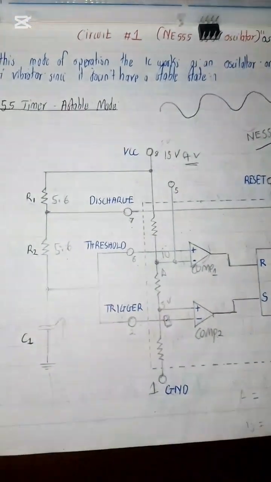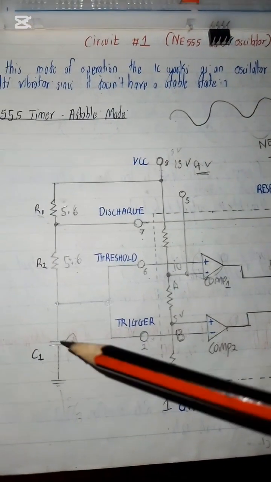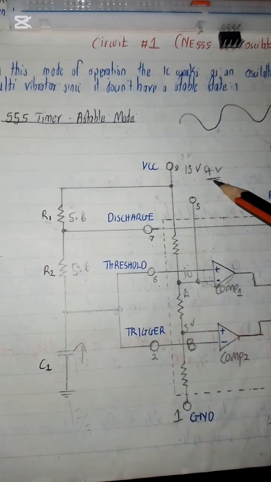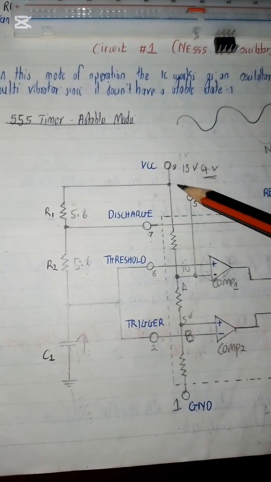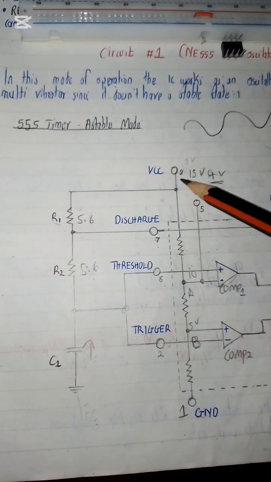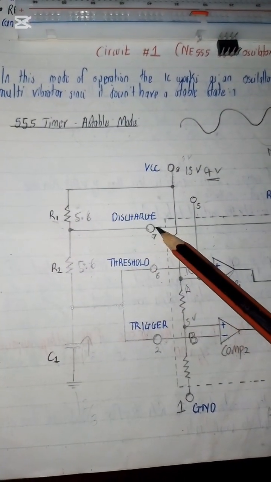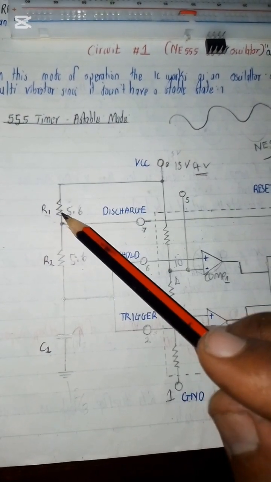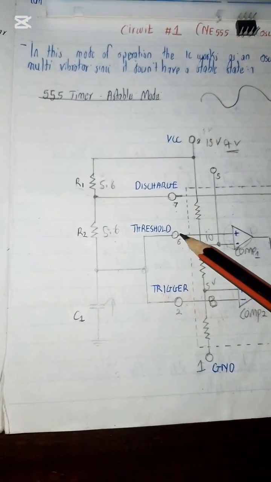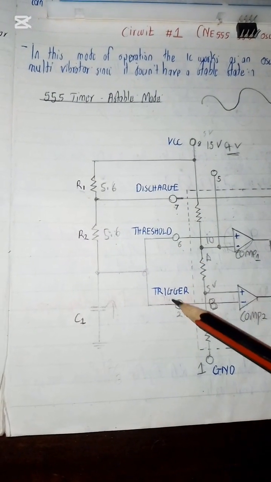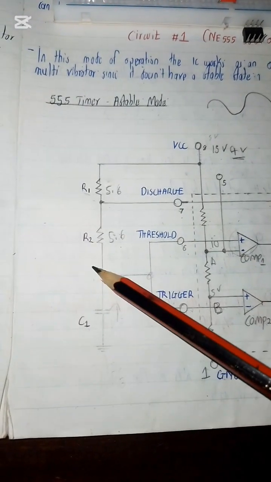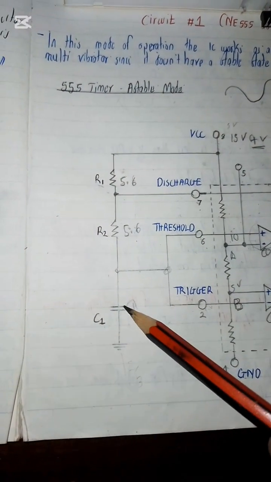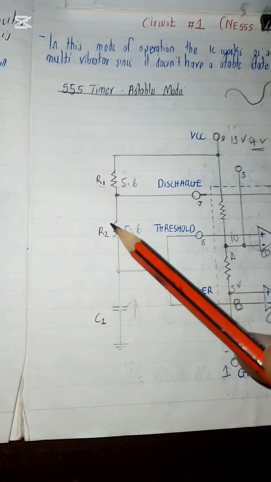So what really happens inside the IC itself? Right here, let's say we are powering pin 8, which is the VCC, with 9 volts. So the 9 volts enters. Since we have power and it's on, the discharge pin will also be on, since it gets its power via R1. Also, pin number 6 and pin number 2, threshold and trigger, will also have some supply via R1 and R2 at this junction, and the capacitor will start charging via R1 and R2.